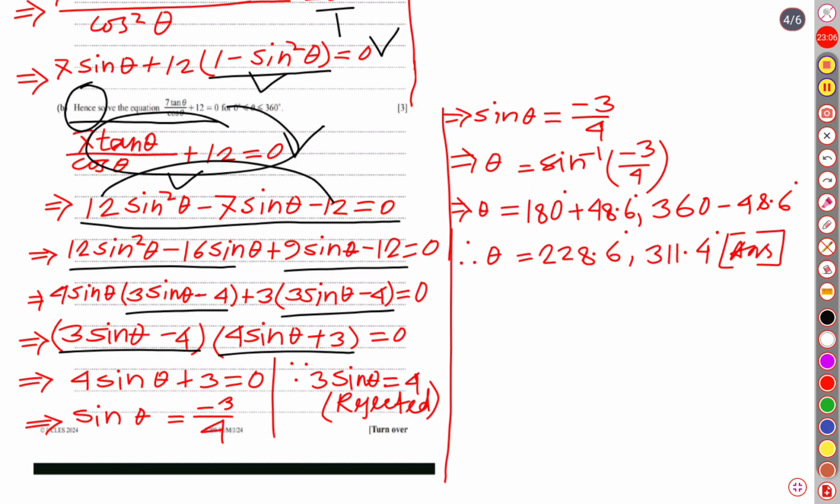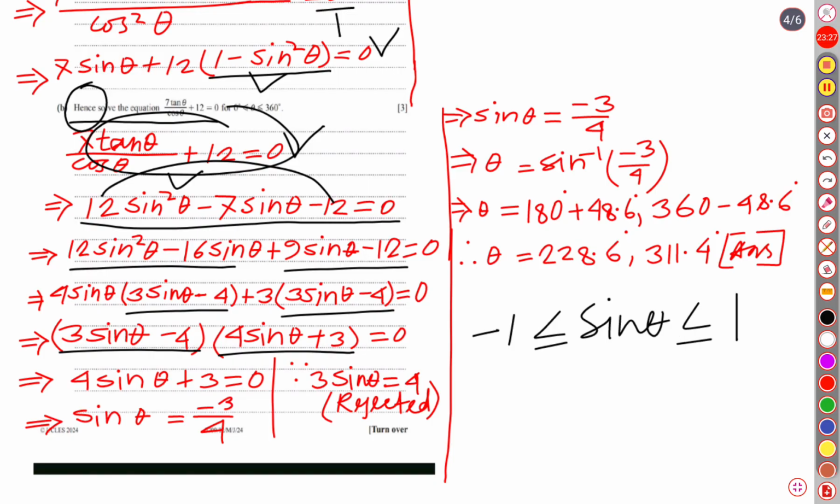Now out of these two, actually we cannot accept both values from the factors, because we know that sin theta lies between negative 1 and plus 1.